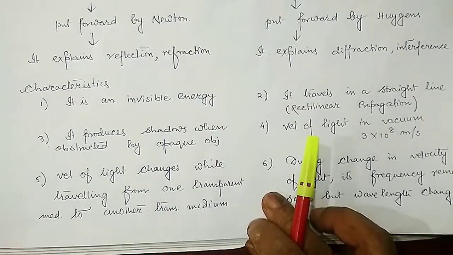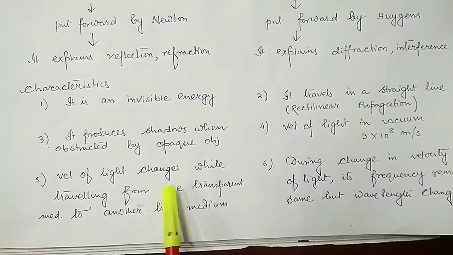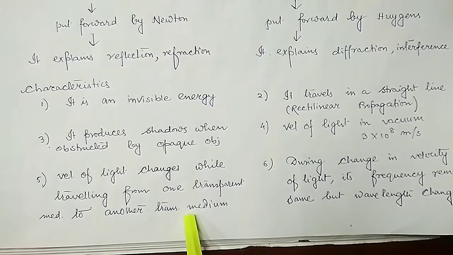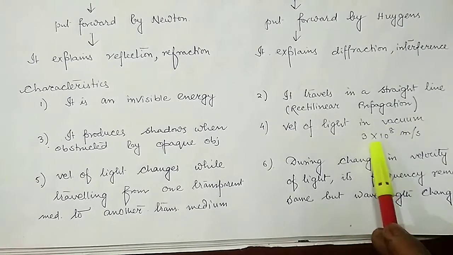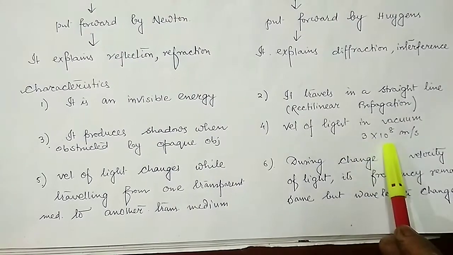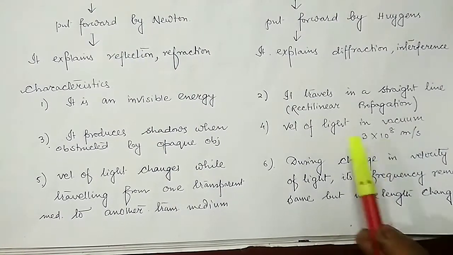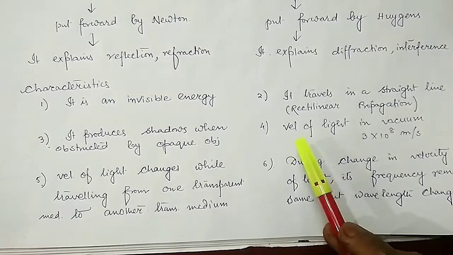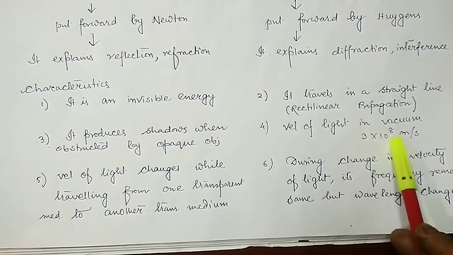The next characteristic is that the velocity of light changes while traveling from one transparent medium to another transparent medium. That means in vacuum the speed of light is 3 into 10 to the power 8 meters per second, but when light moves through glass or water or plastic or any other material like diamond, the speed of light will not remain same.